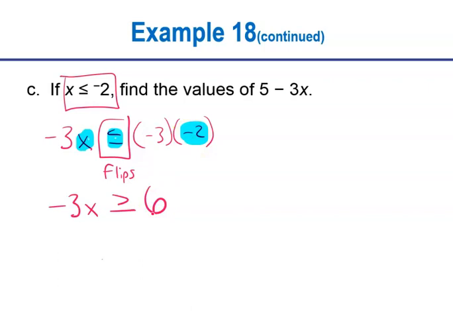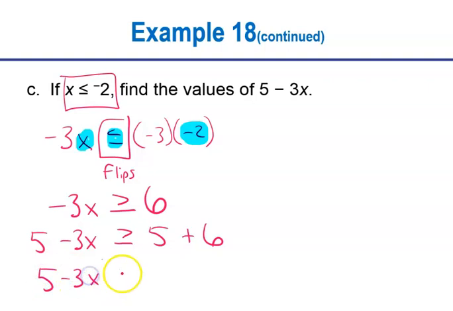Okay, now notice the difference. Now I have a negative 3x, but over here we have 5 minus 3x. How am I going to get that 5 there? Well, I'm going to add 5 to both sides. So I can say 5 minus 3x is greater than or equal to 5 plus 6. And then I simplify that, and now I've got 5 minus 3x is greater than or equal to 11.